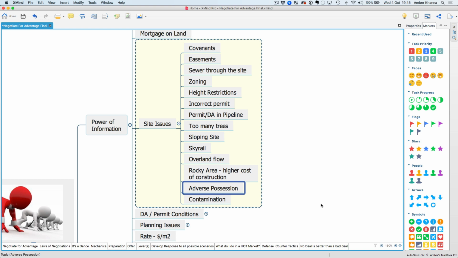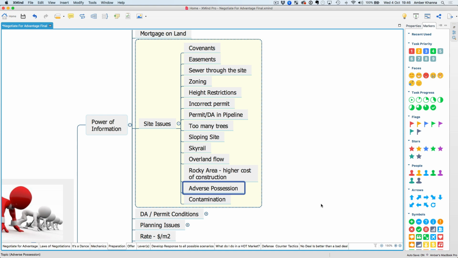negotiating with them. Sloping sites, sky rail, overland flow, very common in Brisbane. Even if the area is not in the flood zone, there is overland flow. And when it's overland flow, you've got to put a slab on it and do all sorts of engineering to be able to use that land. In some cases, you can't really do anything with it, or it costs too much. So those are the things you've got to know.